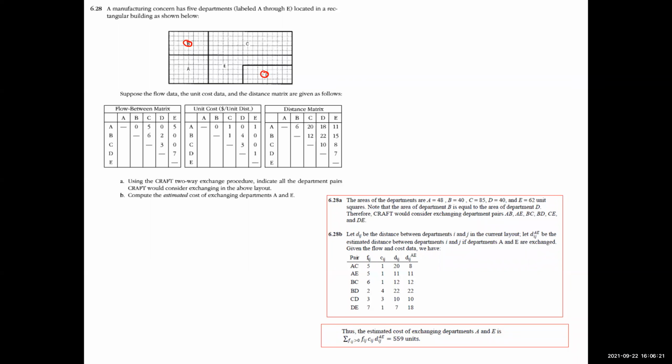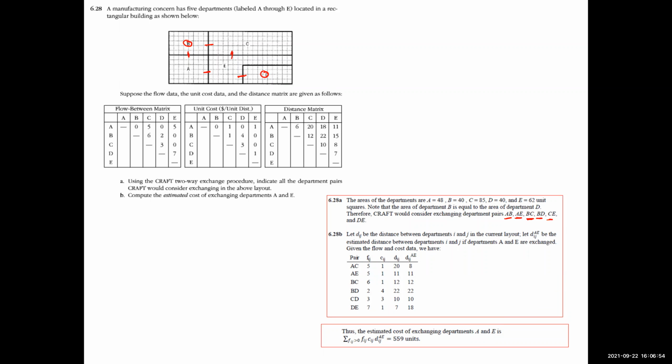Okay, so in this list, you will see A and B, they share a wall. A and E, they share a wall. B and C, they share a wall. B and D, they have the same area. C and E, they share a wall. And D and E, they share this wall. So those are the possible exchanges.